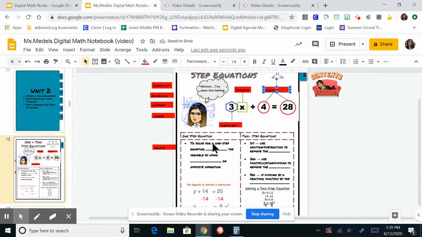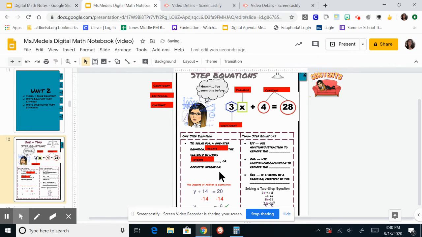One-step equations are equations that you have seen, I believe, in sixth grade, and it's exactly what the name says. It's in one step you're going to solve that equation. So to solve a one-step equation, you are going to need to isolate the variable, or get it to be by itself, by using the inverse operation. We're going to be talking about that quite a bit. Inverse just means the opposite. So if you're adding, the opposite of adding would be to subtract. If you are multiplying, the opposite of multiplying is dividing.